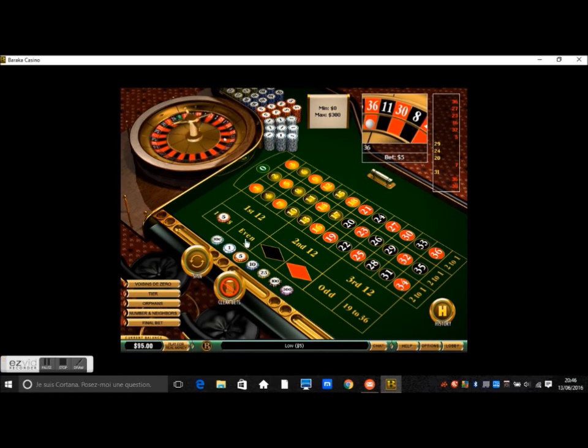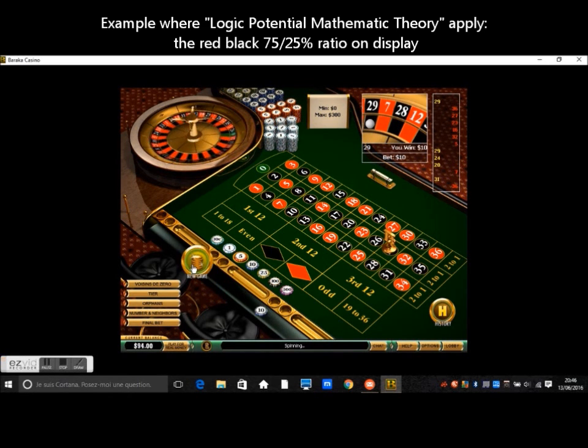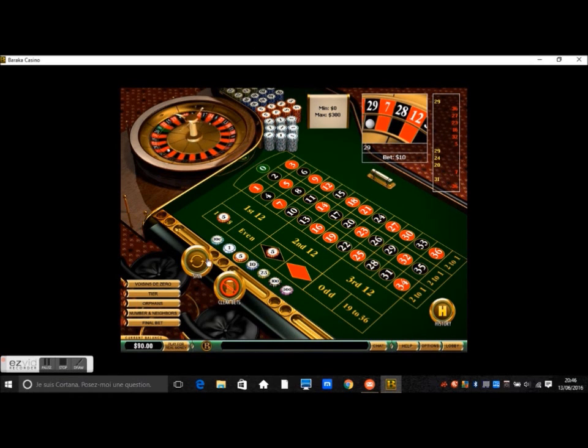In theory, if the last spun numbers shown on the display contain a total of 75% red color and 25% black color, then the black color has more chances to be shown on the next spin. Of course, it is in theory. One color can be shown 10, 20 or more times on consecutive spins. But basically and rationally, it should usually work like that.